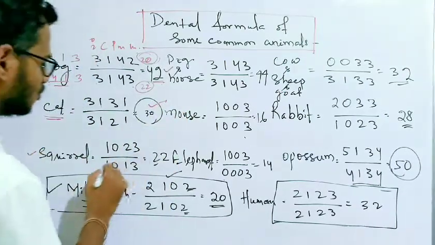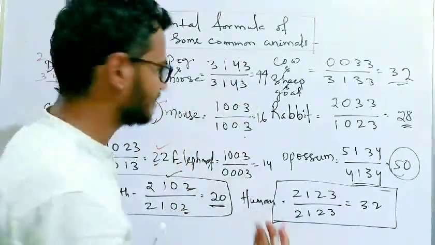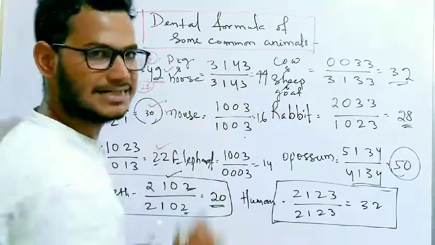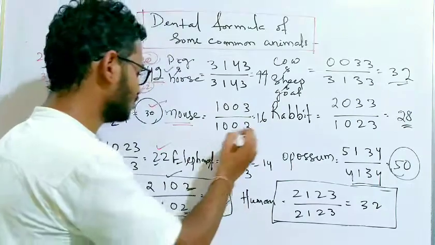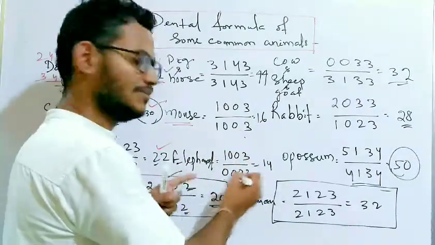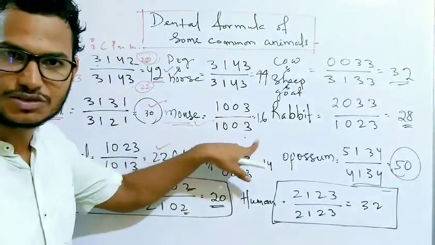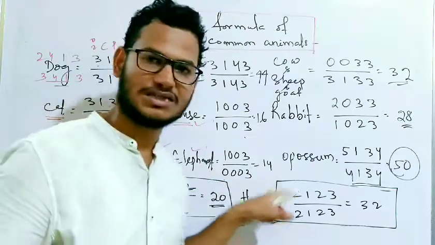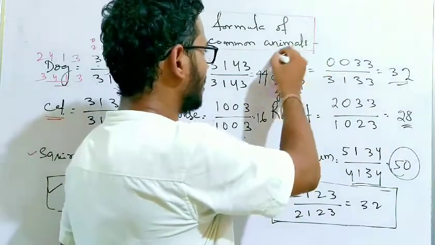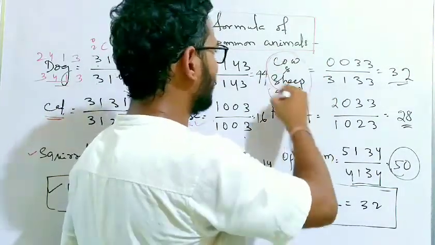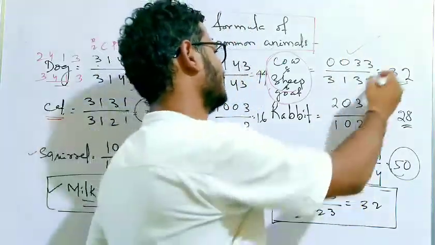In case of squirrel, 1023 by 1013, that is 22. In case of pig and horse, the dental formula is the same, 3143 by 3143, that is 44. In case of mouse, it is 1003 by 1003, and in elephant it is 1003 by 0003. There is similarity between mouse and elephant: 1003 by 1003 in mouse, 1003 by 0003 in elephant. So elephant has 2 less than mouse. Likewise, in case of cow, sheep and goat, the dental formula is the same, 0033 by 3133, that is 32.